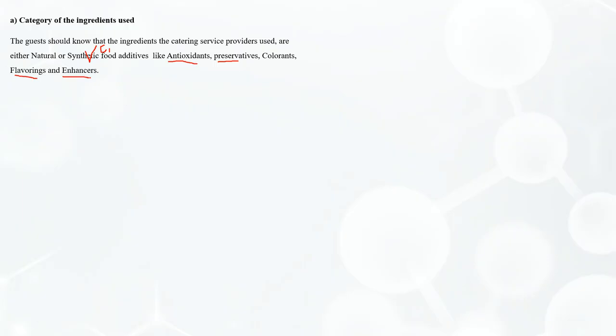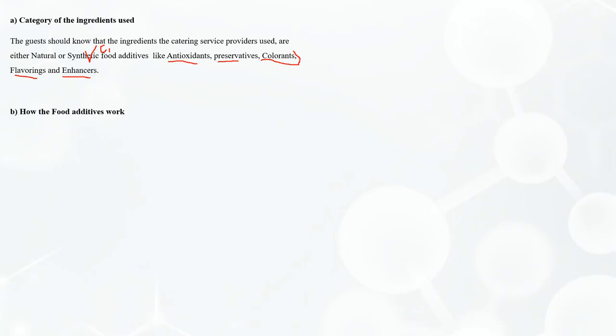Maybe the flavorings they put could be the ones which brought out the good taste. Enhancers they put, or the colorants, the ones which bring in the color so the food looks very yummy. So they have listed a number of them, but as we said, you can talk about natural or synthetic food additives, like you talk about maybe only flavorings, since we talked about the taste in the scenario. So we can have that as our response. Don't forget, in this case, we're just looking at the category of the product.